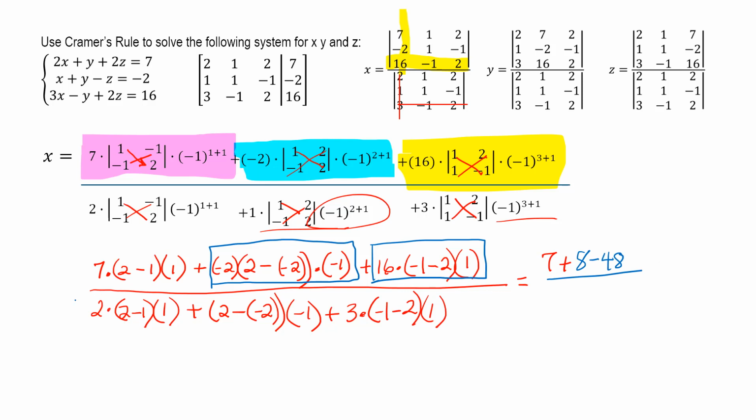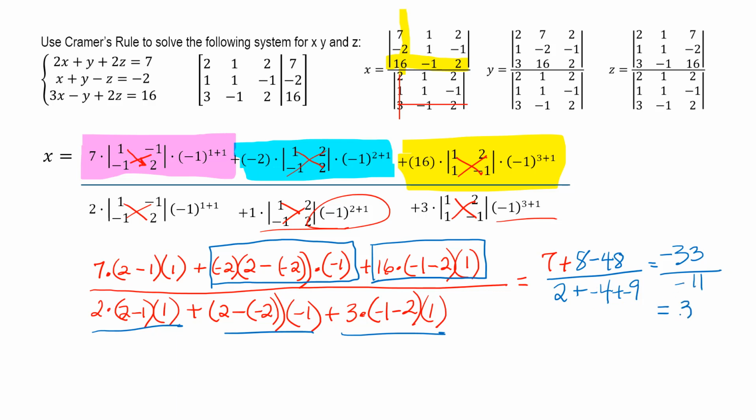And then in the denominator, my first term, I've got 2 times 1, which is 2. Then I'm going to add 4 times -1, so -4. And then here I have 3 times -3, which is -9. So we've got -33 on the top. On the bottom, we have 2 minus 4 is -2, minus 9 is -11.